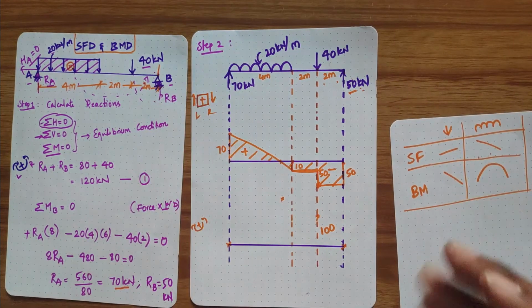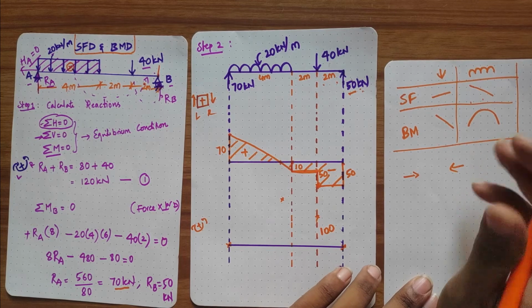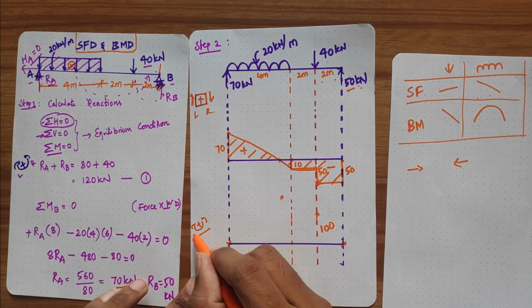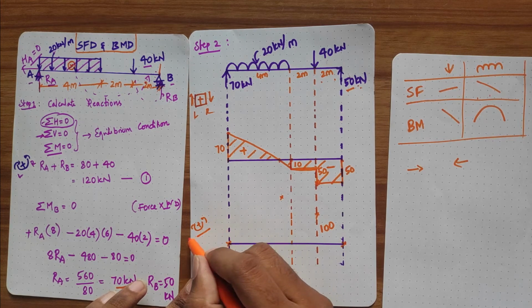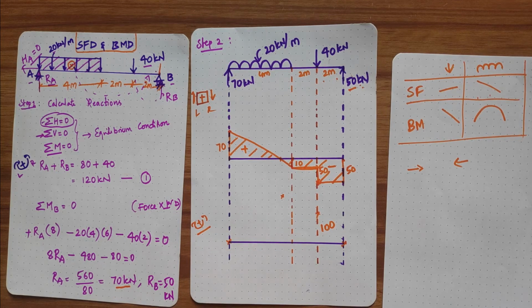In bending moment, you can calculate in any direction. You can go from left to right or right to left. All you need to remember is the signs. If you are doing from right to left, take this one. If you are doing from left to right, take this one. Again, if you have any doubt or problem in sign convention, look at my previous video.